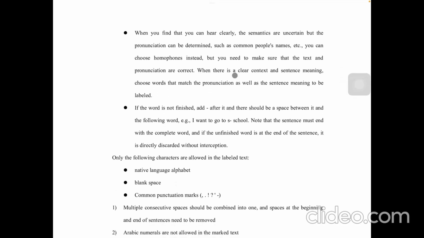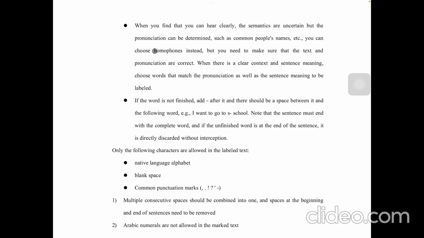Okay. And coming to this point, see, when you can hear clearly, the semantics are sometimes uncertain, but the pronunciation can be determined. For example, the spelling should be different, but the pronunciation should be the same for some letters. In that case, you can choose homophones instead of people's names. You can choose homophones there, but you need to make sure that the text and the pronunciations are correct. When there is a clear context and sentence meaning, choose words that match the pronunciation as well as the sentence meaning to be labeled. Okay, hope you got this point.